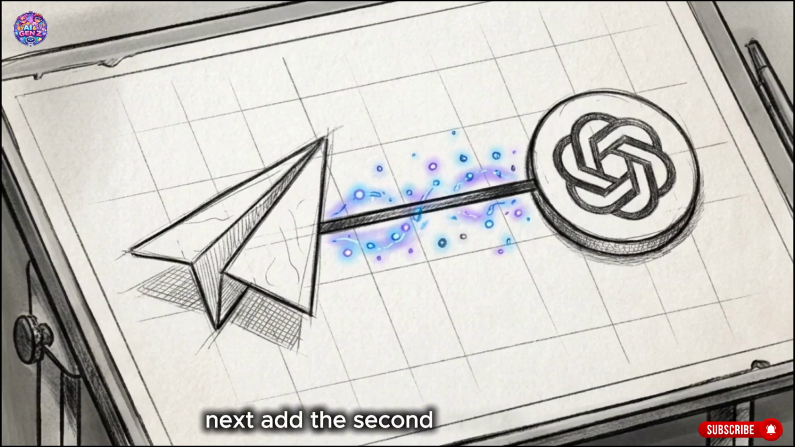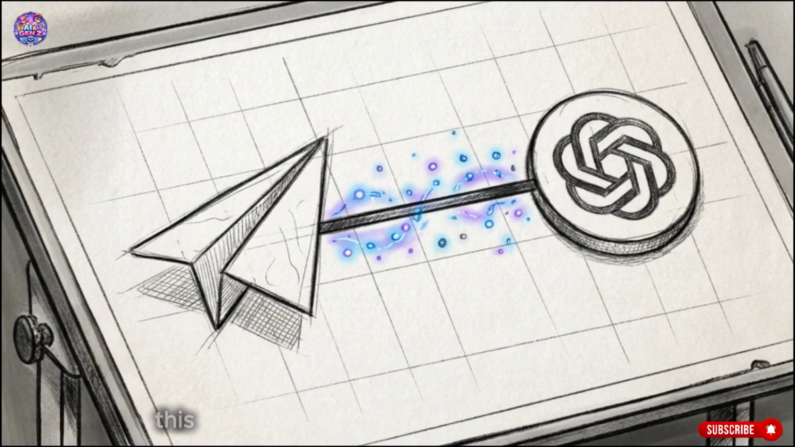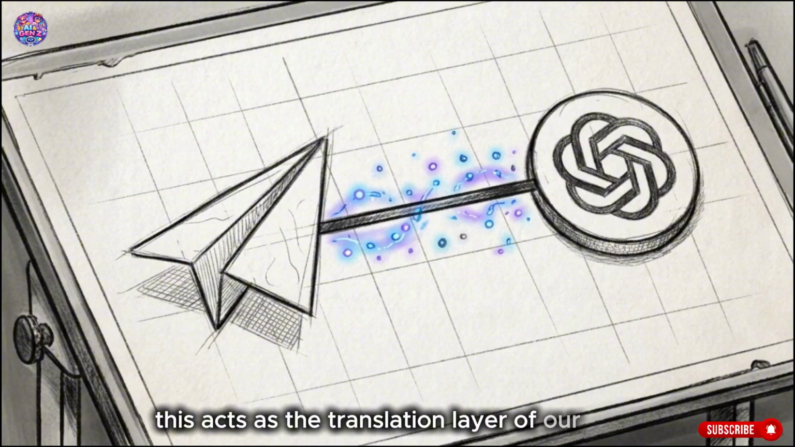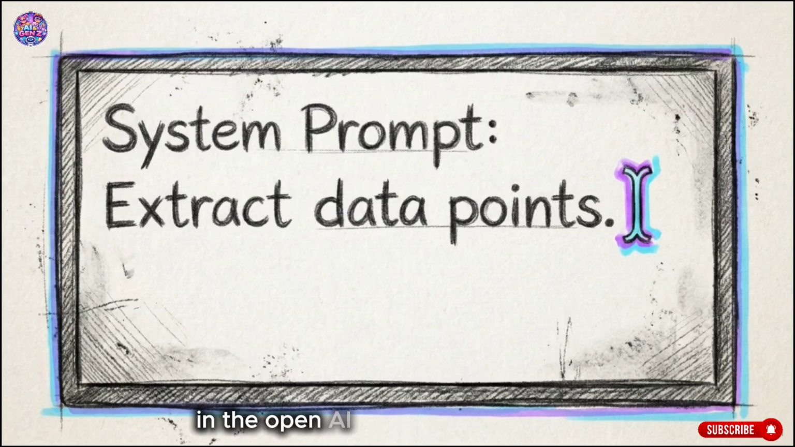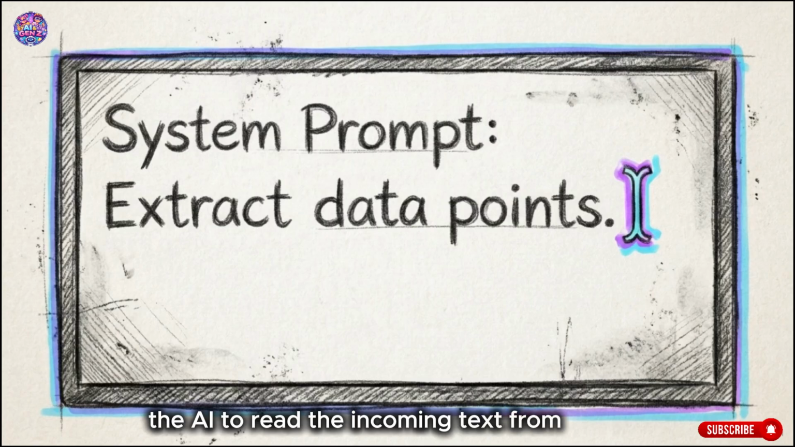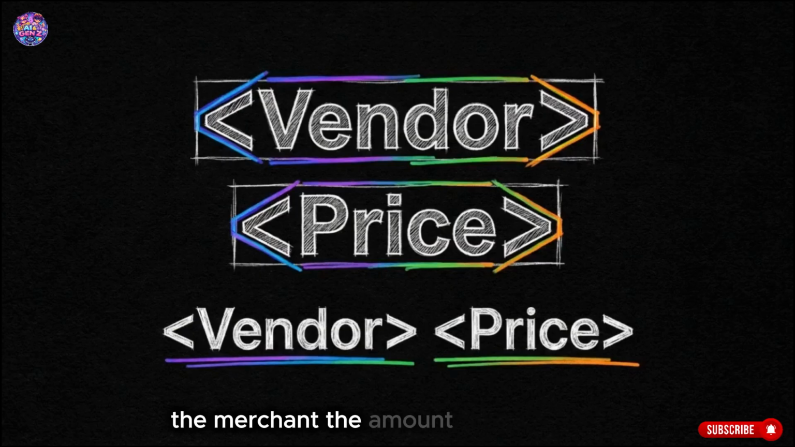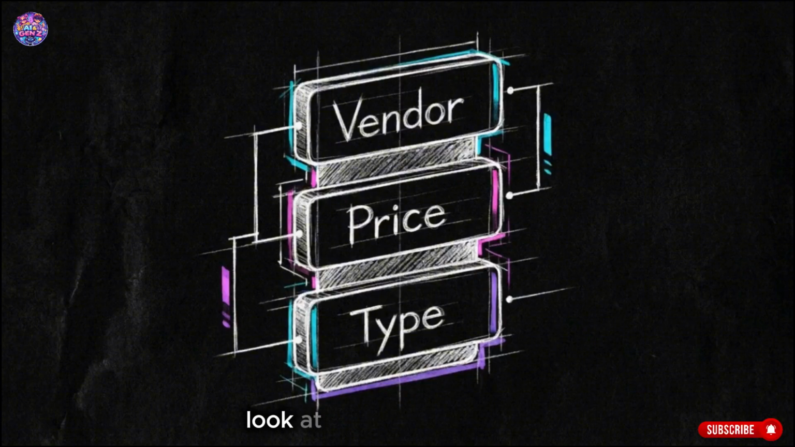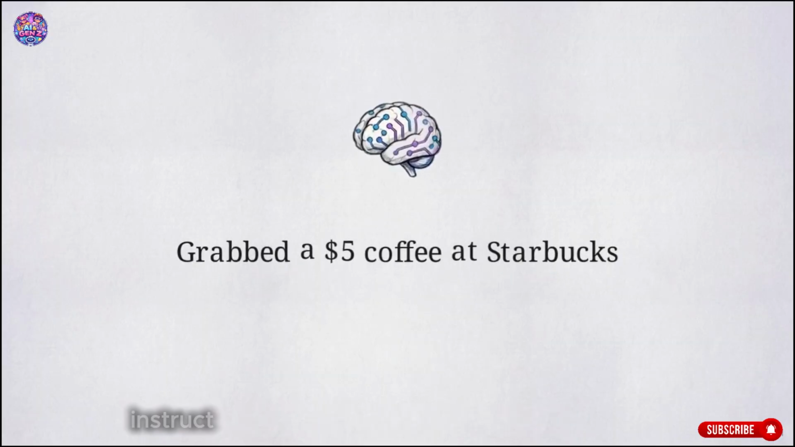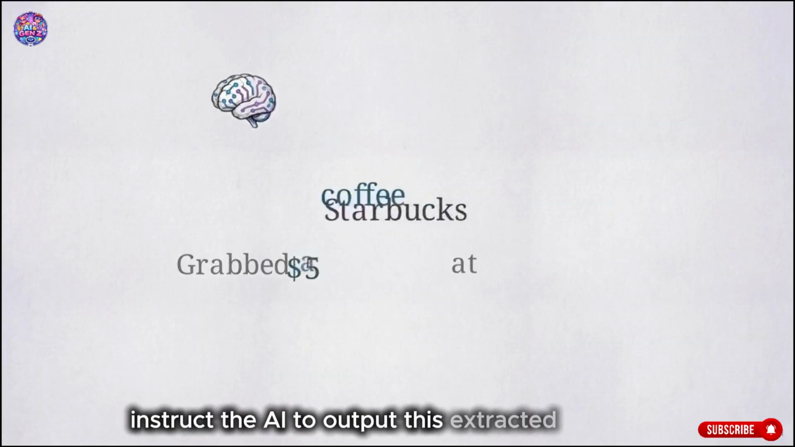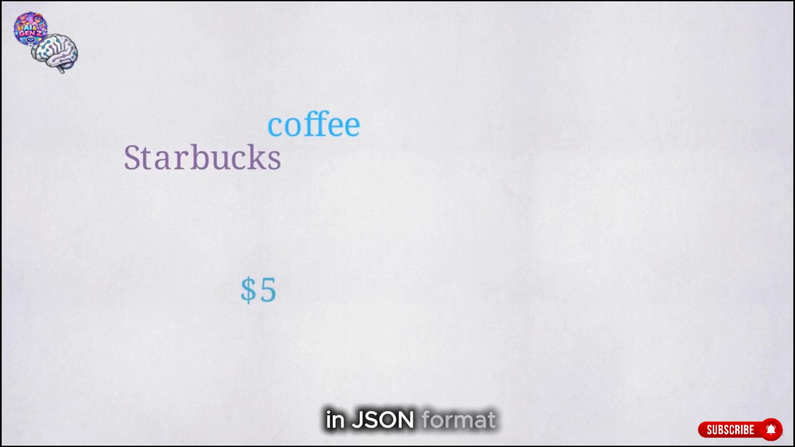Next, add the second module, OpenAI. This acts as the translation layer of our system. In the OpenAI prompt settings, instruct the AI to read the incoming text from Telegram and extract 3 items: the merchant, the amount, and the category. Look at this diagram. You must instruct the AI to output this extracted information in JSON format.